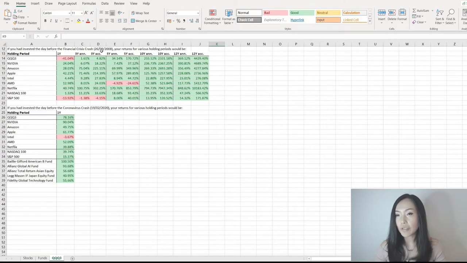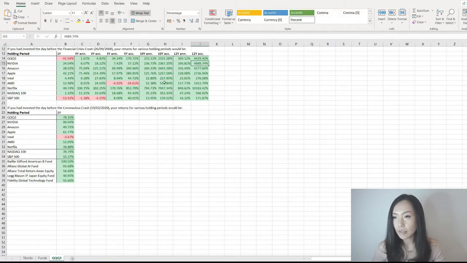Now, if we turn to the financial crisis crash, assuming you had invested the day before the crash, which would have been the 26th of September 2008, your returns would be, now it looks so much greener. So every single one of these investments, including the stocks, QQQ3, and indices, you would have made plenty of money, even if you invested at pretty bad times, right before the crash.